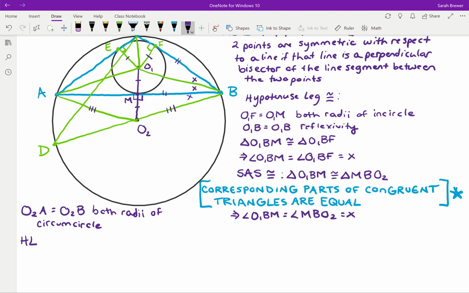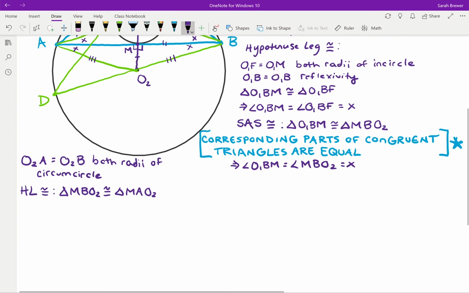And now I can use my hypotenuse leg theorem, since those are right triangles, to say, again, that triangle MBO2 is congruent to triangle MAO2. And again, we have corresponding parts of congruent triangles are equal. And so this angle is going to be x. I can do a similar argument to show that all of those angles are going to have that same measure.